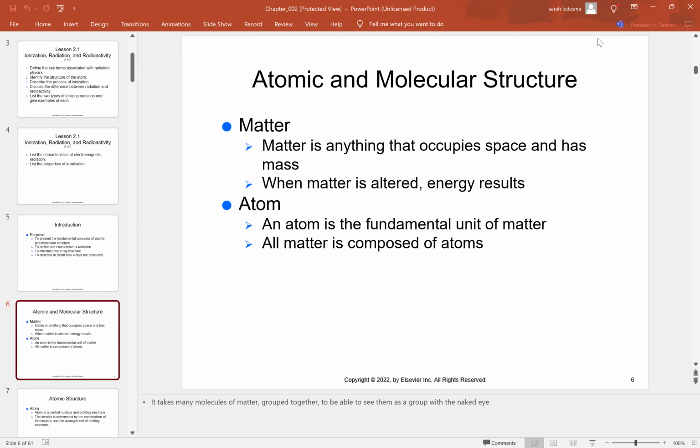Matter. Matter is anything that occupies space and has mass. When matter is altered, energy results. Atom is a fundamental unit of matter. All matter is composed of atoms.